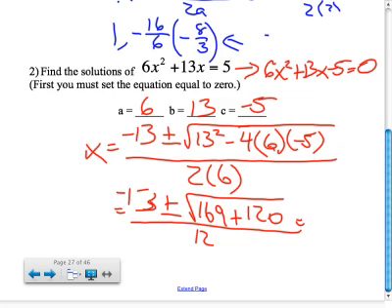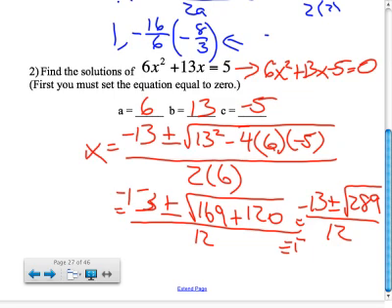Okay, so what we have here now is I'm just going step by step here. It's nothing more than just simplifying the equation right now. All right, so I end up at negative 13 plus or minus the square root of 289, divided by 12. Okay, and again, if you had a calculator, you'd know that the square root of 289 is 17. So really, we have negative 13 plus or minus 17 divided by 12.